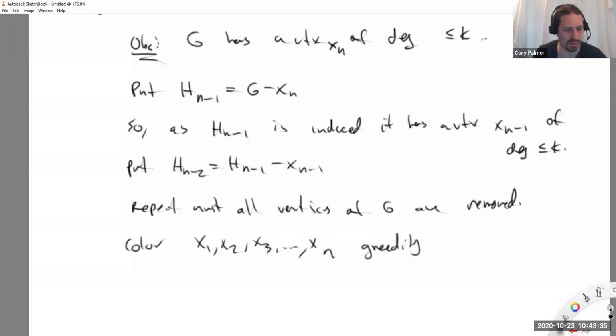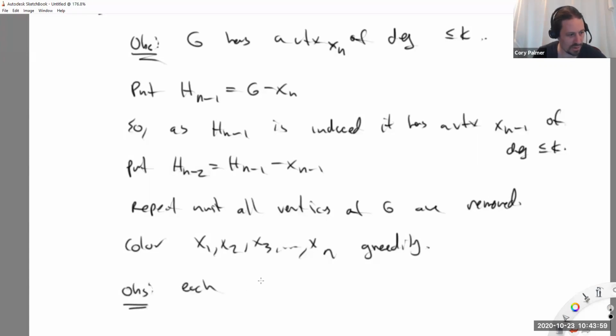So we're going to color the vertices of G opposite to the order in which they were removed. Opposite to the order in which they were removed. And when I say I'm going to color them greedily, X1 gets red, and then X2 gets red if it can, or blue if it was adjacent to X1. X3 gets the lowest color it can get based on the number of things it's adjacent to previously, and so on and so forth.